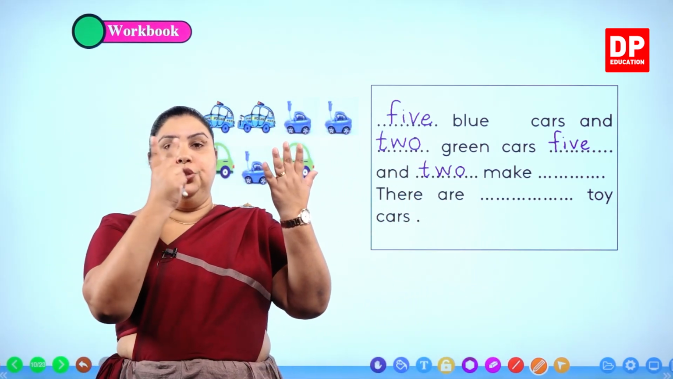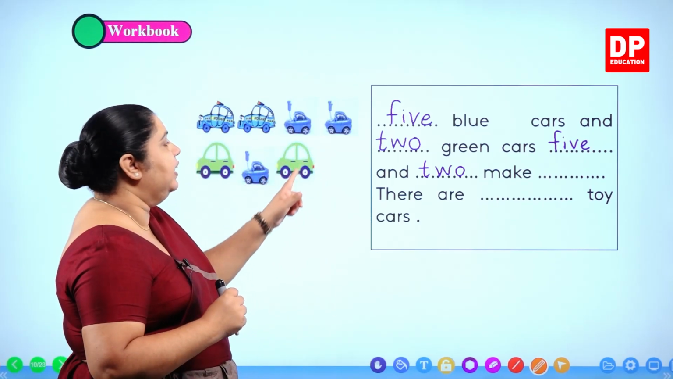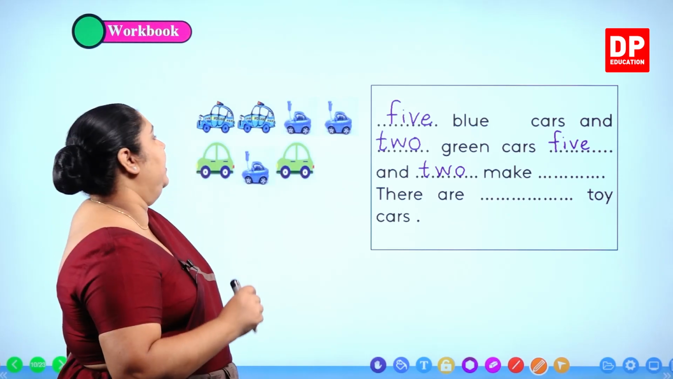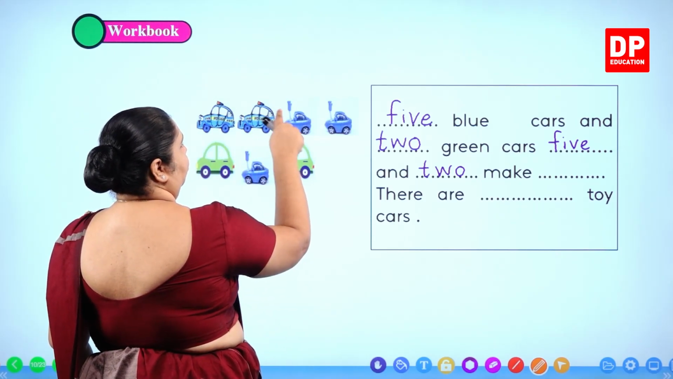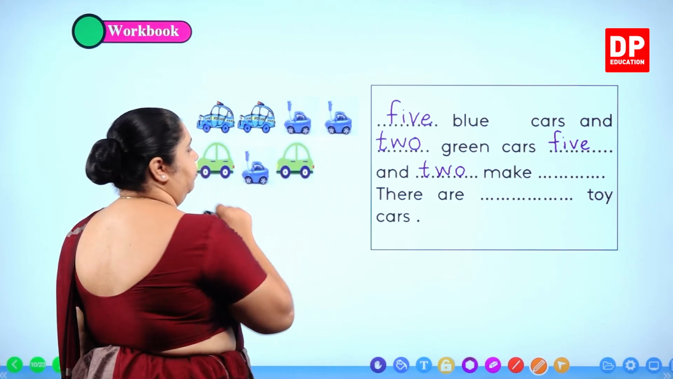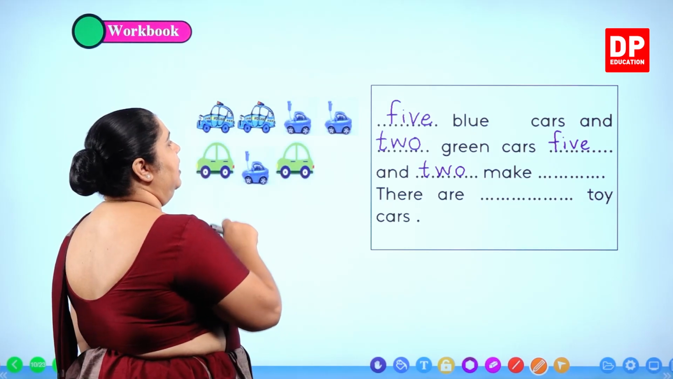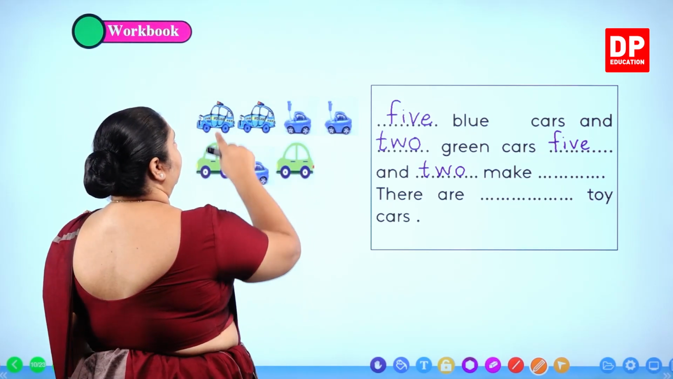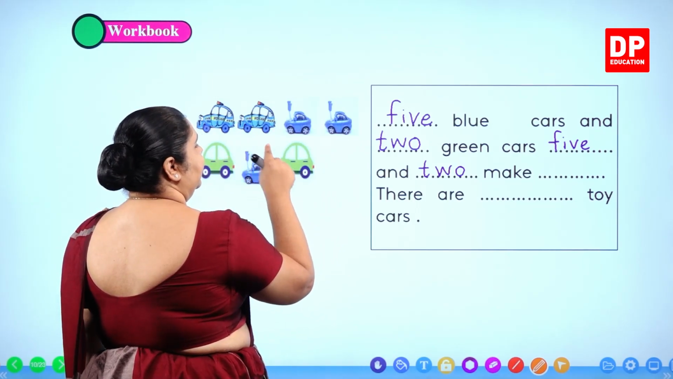5 and 2 gets together and makes how many? Let's count all the cars and see how many cars that we have all together. So 1, 2, 3, 4, 5 blue cars along with 2 green cars. We have a total number 1, 2, 3, 4, 5, 6, 7.